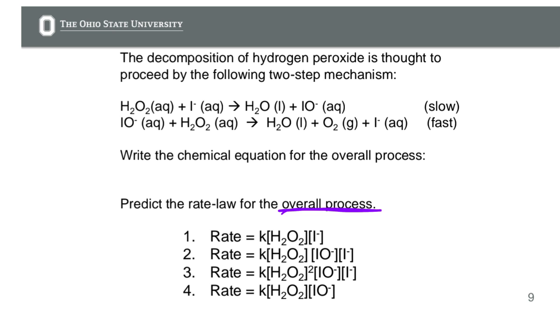All right, so writing the overall chemical process, we're going to cancel out species that occur on the reactant side in one reaction and the product side of another, or vice versa. Okay, so we have IO minus that shows up in the product side of this first slow step, and then in the reactant side. We also have this I minus. I'm going to circle this one. It shows up in the reactant side on the first step, and then the product side in the second step. We're not going to include that because technically those cancel out.